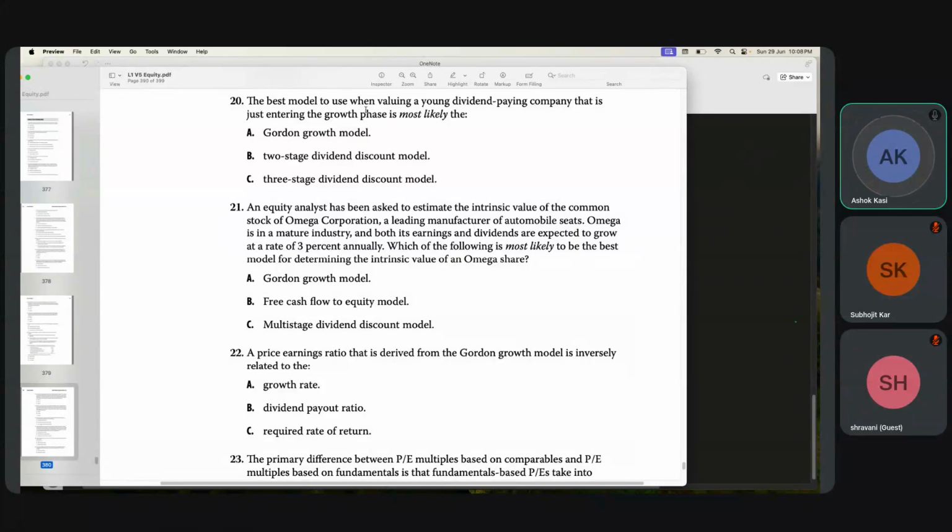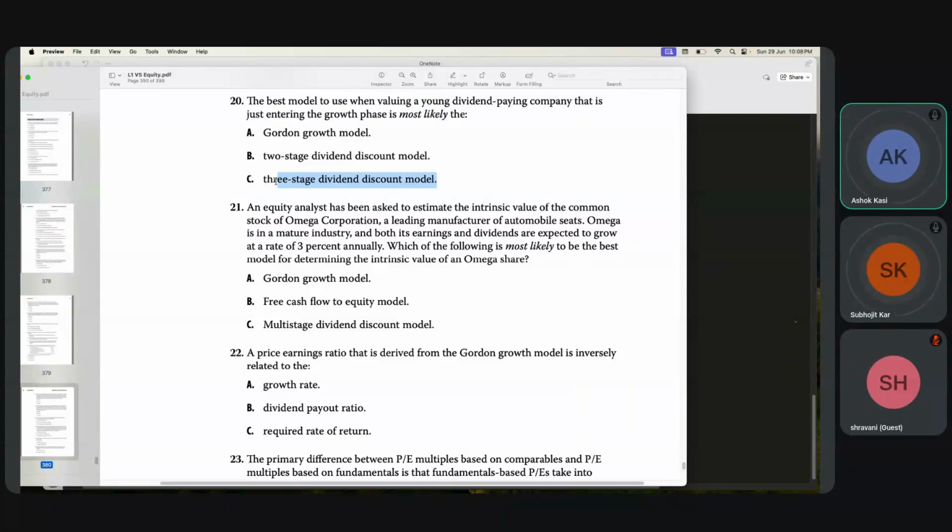The best model to use when valuing a young dividend paying company that is just entering the growth phase is... Young, okay. The dividend discount model should be used for a matured company. But they said 2 stage and 3 stage. That is just entering the growth phase. See, Gordon growth should be used for a maturing company with constant growth. So because it is young, and if I have to select one out of these three, then I'll go for 3 stage.